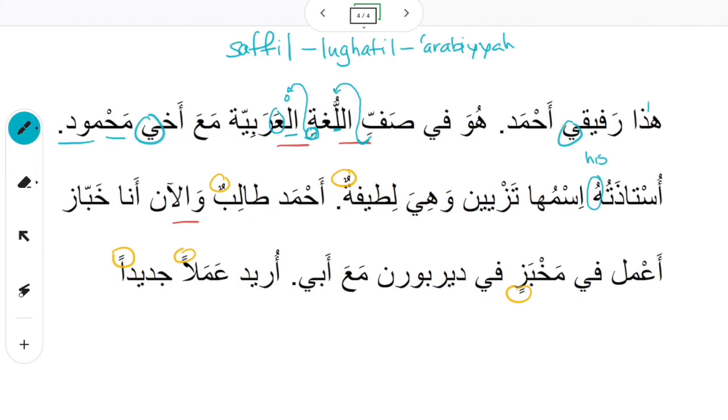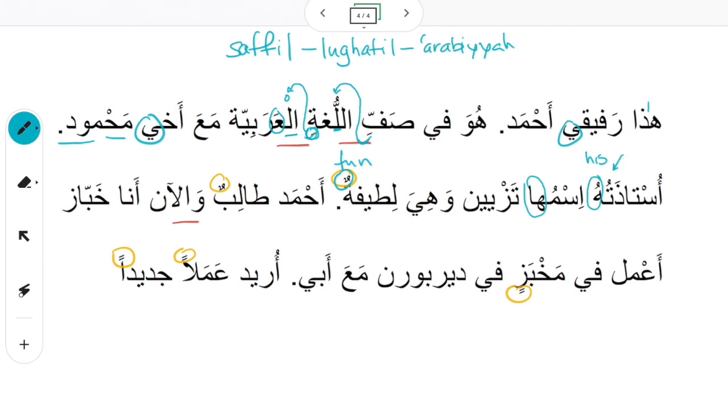Ustadhatuhu. This who, you know the word ustada is teacher. This who is his. So ustadhatuhu, his teacher. Ustadhatuhu ismuha. His teacher is feminine because there's a ta here. So her name. Ustadhatuhu ismuha. So ismuha, her name is تزيين. تزيين. أنا اسمي تزيين. فأنا أستاذته. صح؟ أستاذته اسمها تزيين. So her name is تزيين.